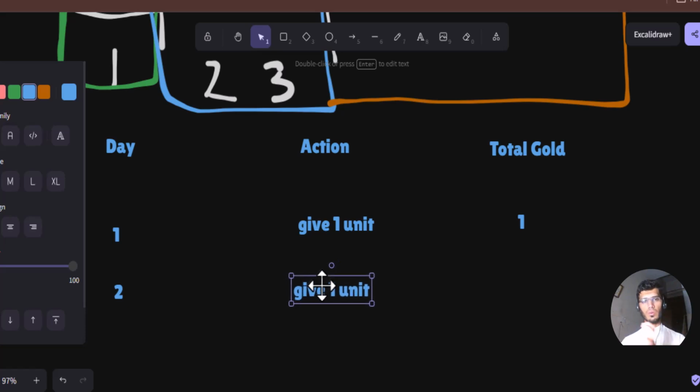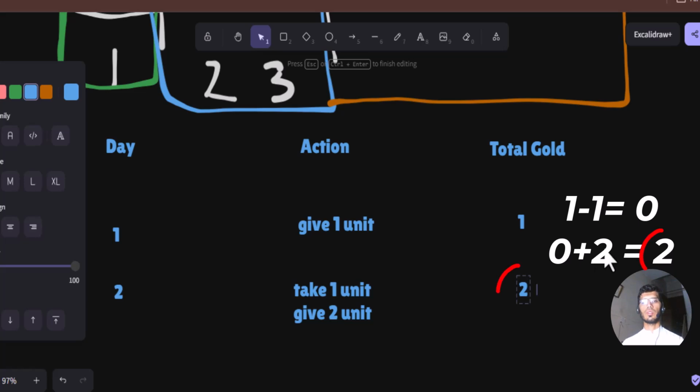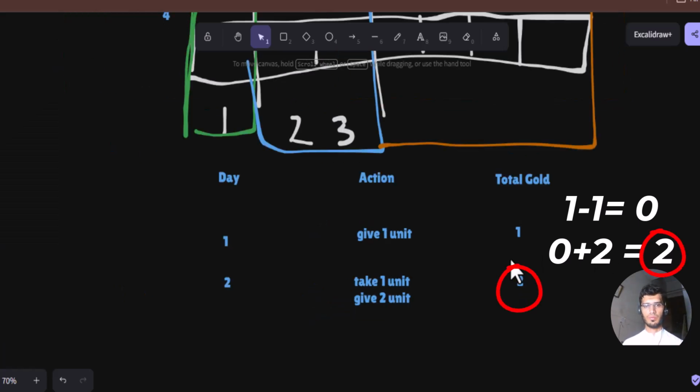Similarly, on day 2, we will take back the first unit, and we will give this blue box unit. So we will give the second unit. In this way, the total will be 2.